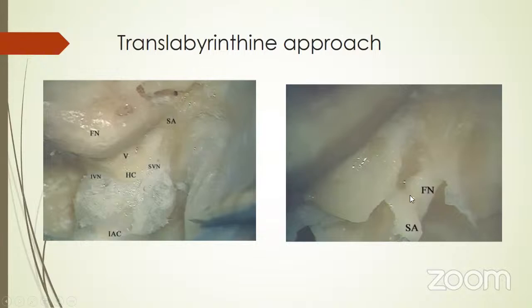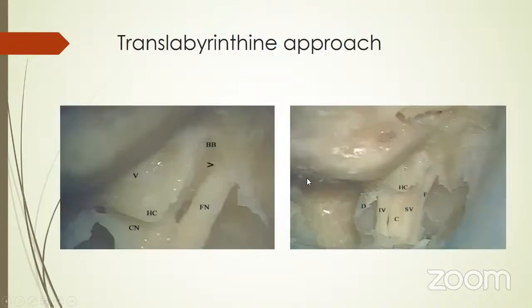So nowadays, we don't follow the previously used landmark, which is the Bill's bar, because on searching for the landmark itself, we can injure the facial nerve. So we follow the superior ampullary nerve, which is a continuation of the superior vestibular nerve. When we reflect the superior vestibular nerve, the facial nerve lies immediately beneath the superior ampullary nerve. Here you can see the superior ampullary nerve and the facial nerve below.